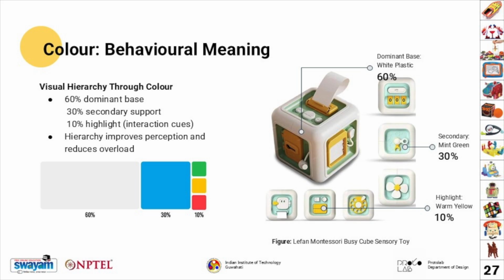Without hierarchy, every element competes equally for attention. Children then either press randomly or hesitate. With hierarchy, the toy silently communicates where to act. So color does not just decorate the toy, it becomes a navigation system.